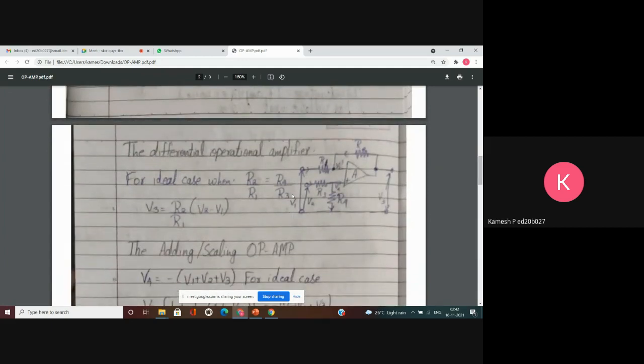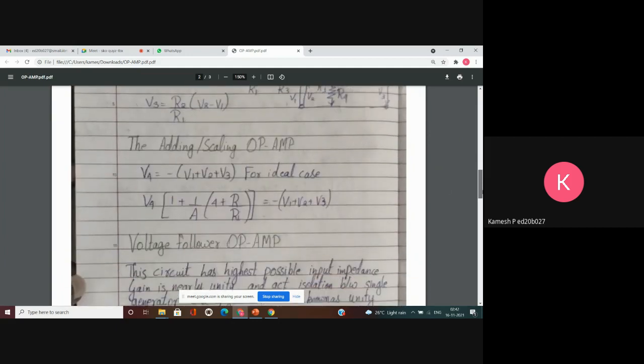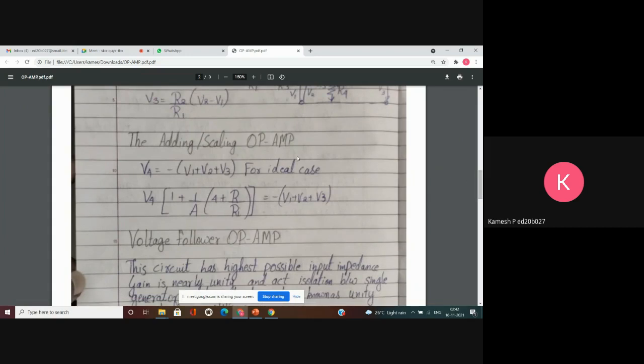This is a differential operational amplifier. Here, for the ideal case, we generally take R2 by R1 equal to R4 by R3. So the output voltage V3 is equal to R2 by R1 into (V2 minus V1), when R2 by R1 is taken equal to R4 by R3.